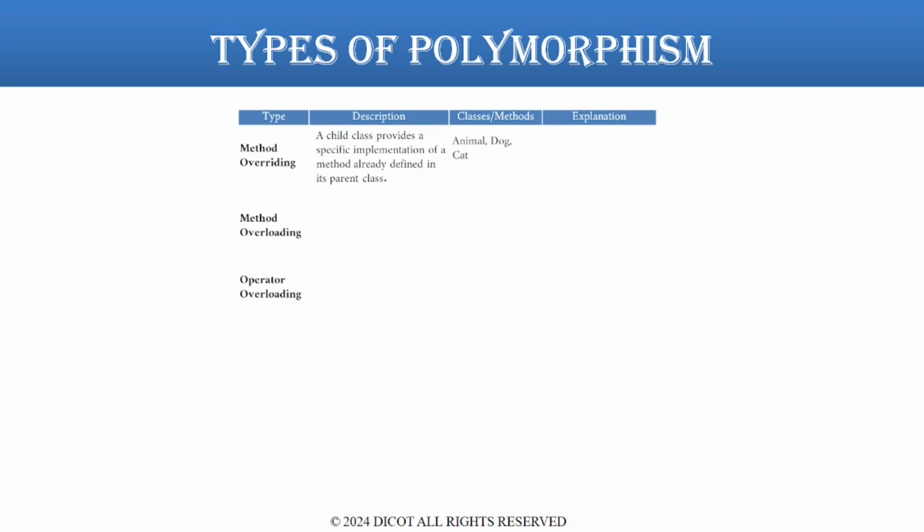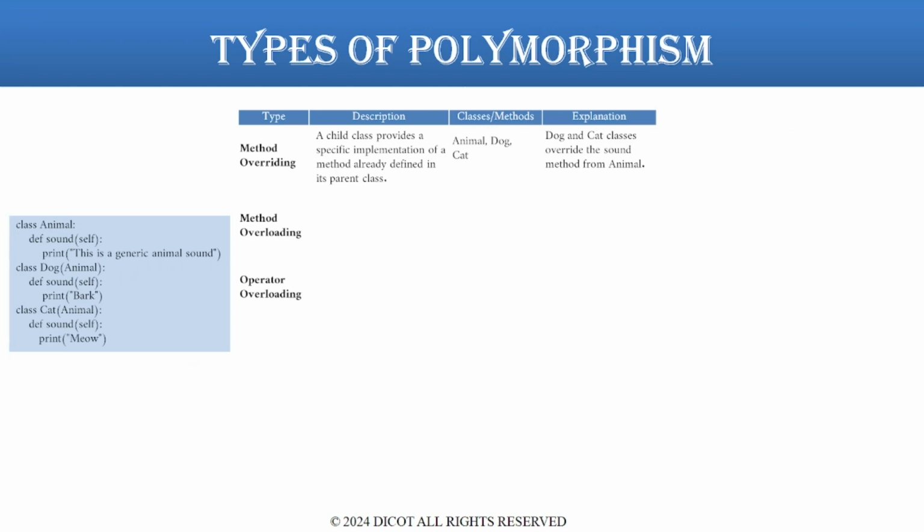Example: let's consider class Animal and a sound method to describe the animal sound. Class Animal, def sound(self): print "This is a generic animal sound". Now, let's create animals, Dog and Cat, which will have their own version of sound. The dog barks whereas the cat meows.